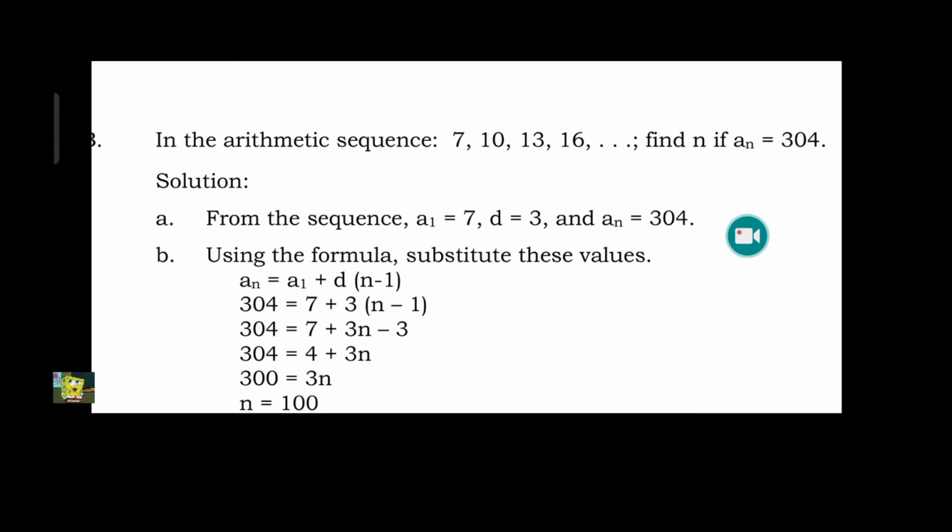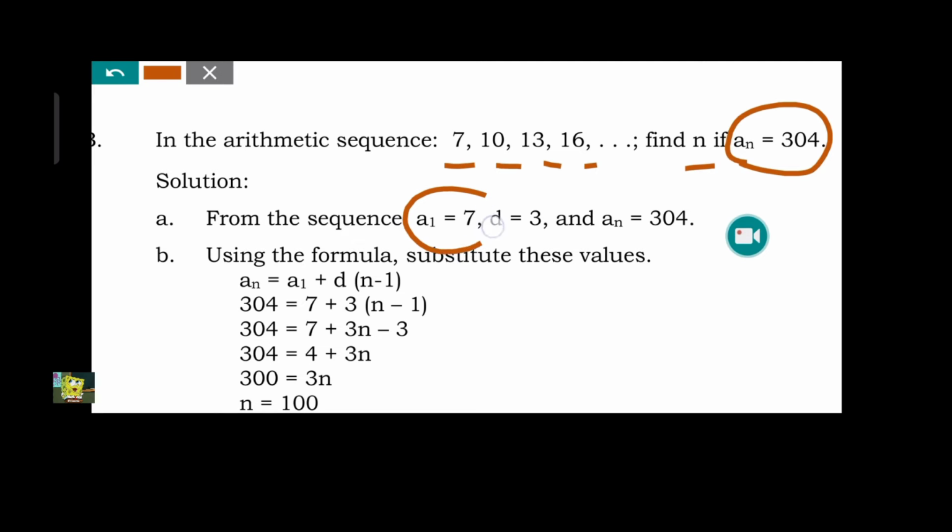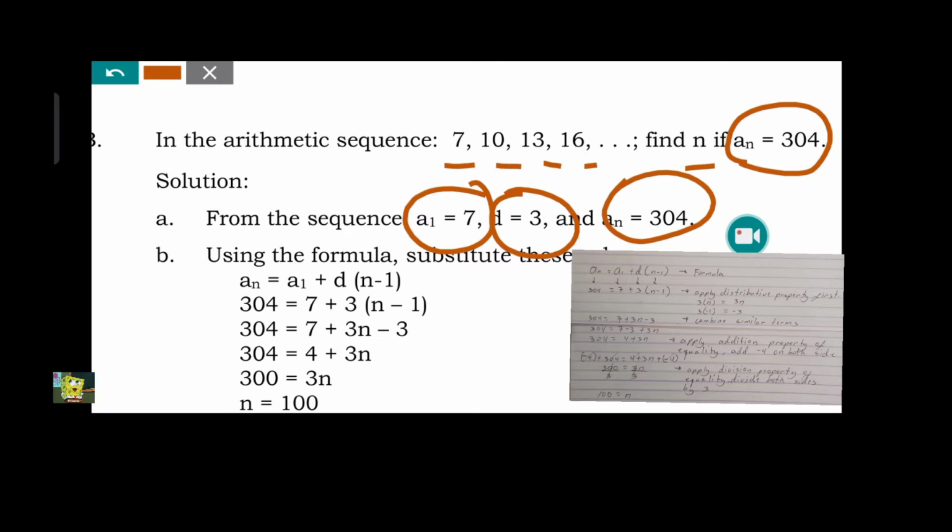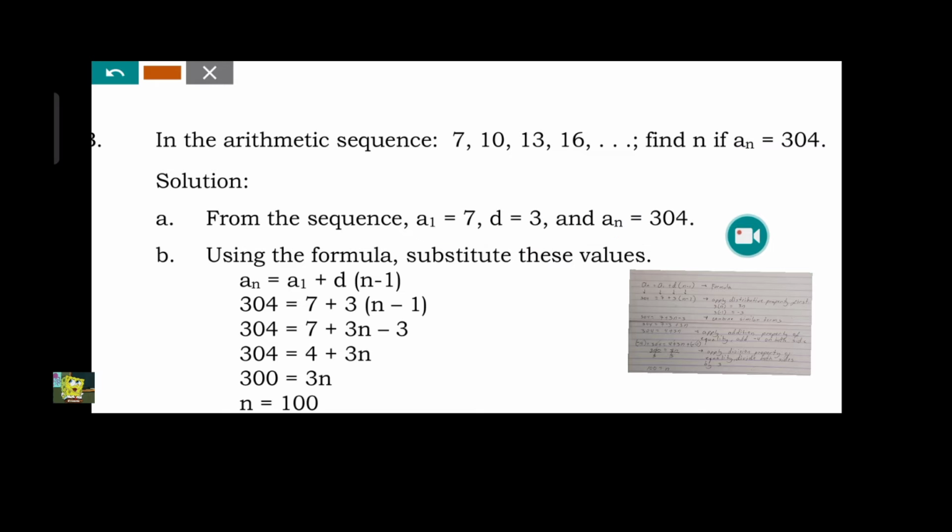Let's move to example letter B. In the arithmetic sequence 7, 10, 13, and 16, find n if a sub n is equal to 304. In this problem, we're going to find the term position. Solution letter A. From the sequence, a sub 1 equals 7, d equals 3, and a sub n equals 304. Solution letter B. Using the formula, substitute these values: a sub n, a sub 1, common difference, term position.